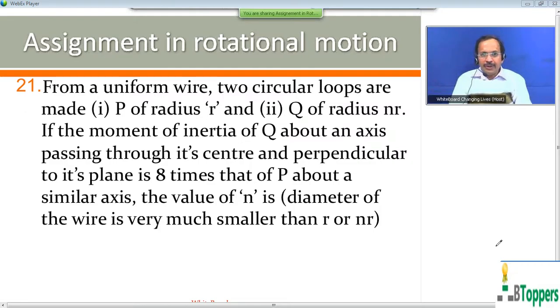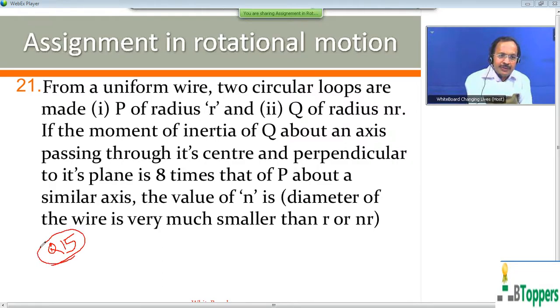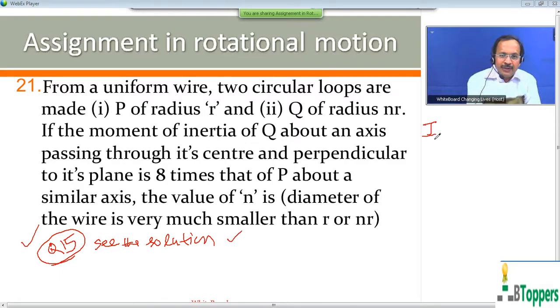So next, see the question number 21. You please read the question yourself. I have already discussed this model in the previous class, that is the same assignment. Please go through the solution I have discussed for question number 15. See the solution of the question number 15 which I have discussed in my previous class in the same assignment. Same procedure as it is to be repeated. Instead of A, you are given P. Instead of B, you are given Q.